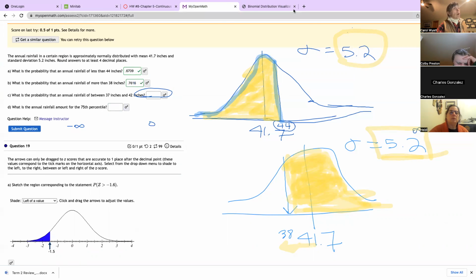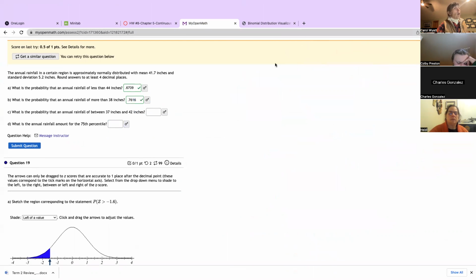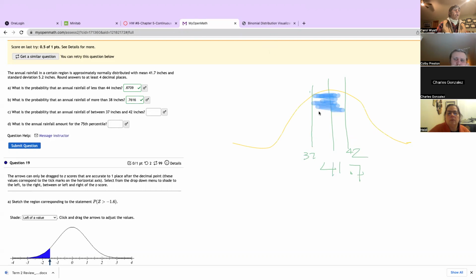Let's draw a new picture. So I've got my guy there. My mean's at 41.7. So I want to find the area between 37 and 42. Now, if I do it on my calculator, it's really easy. I'm just looking for this area in between here. So I'm going to go on it.